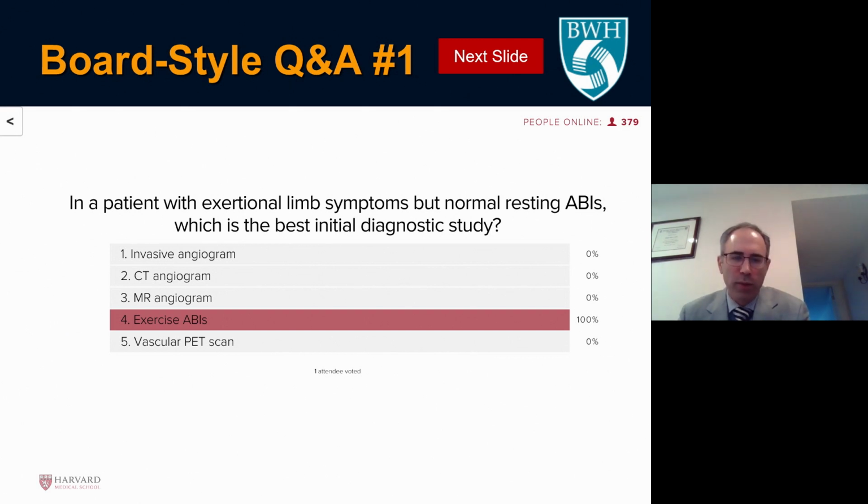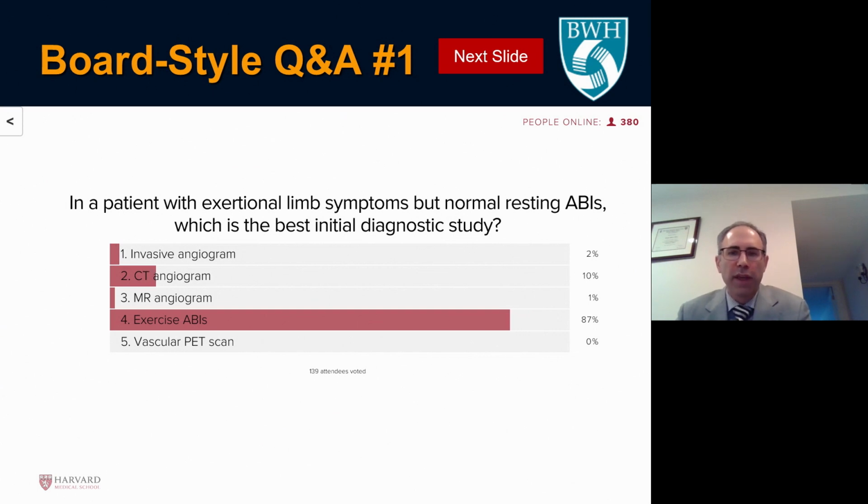And so you have some choices here. We could go ahead and do an invasive angiogram. We could do a CT angiogram. We could do an MR angiogram. We could put the patient on a treadmill for a little while and see what happens to the ankle brachial indices, or we can do a vascular PET. So go ahead and vote. So it's, I think, a good sampling. We're over 100 of you that have voted, more than 100.